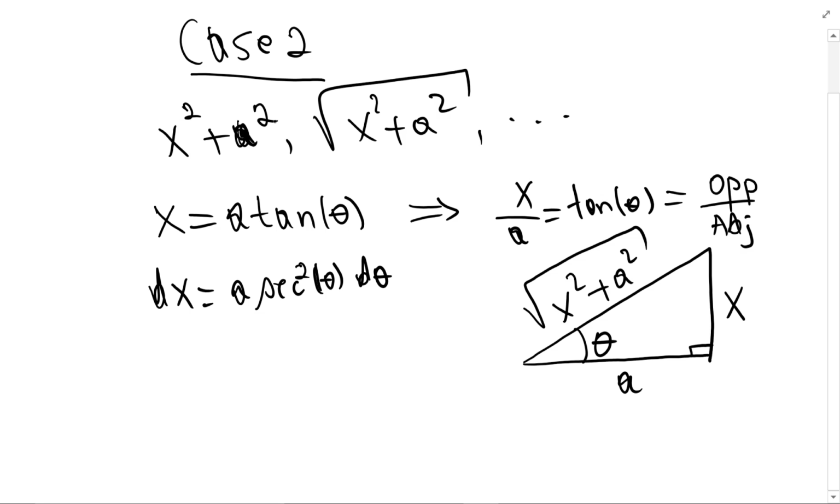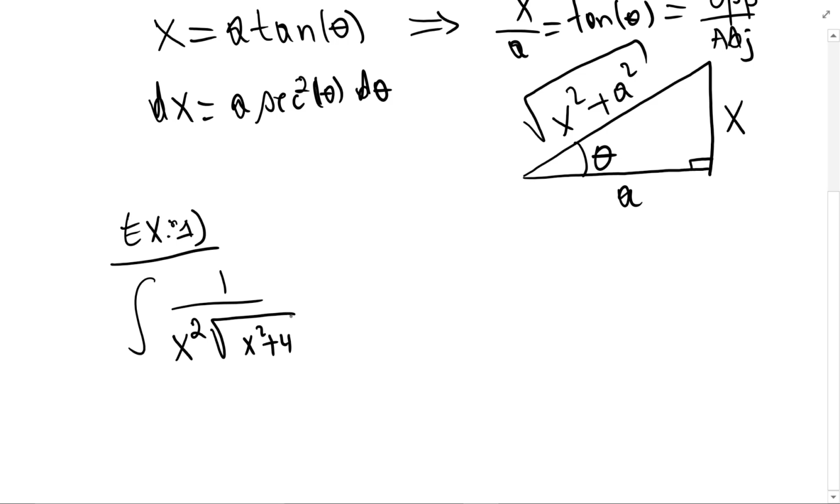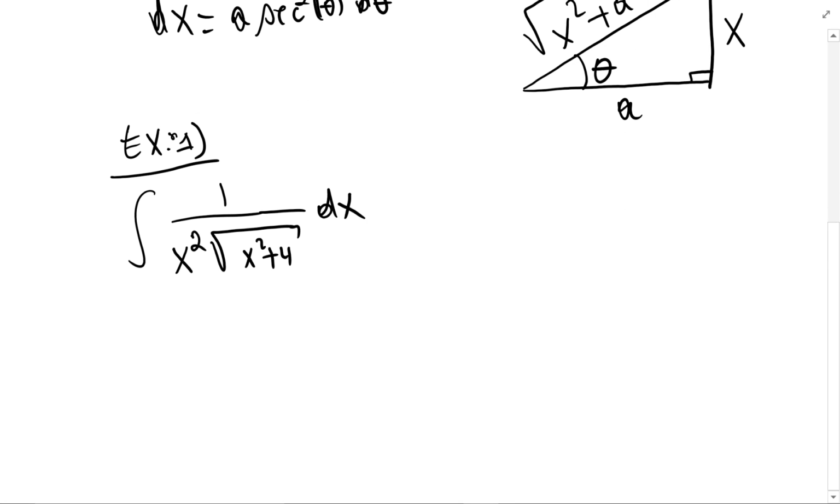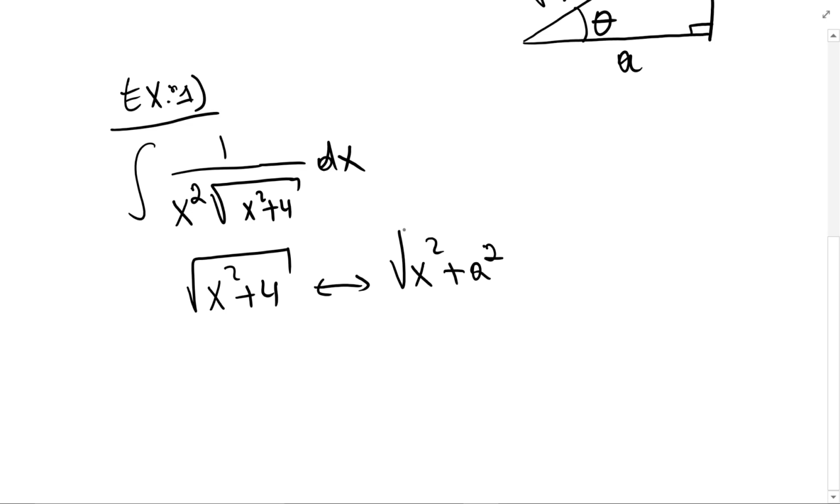So now let's take an example. Example on case 2, and that example is problem number 1. It says to integrate 1 over x squared times the square root of x squared plus 4 dx. For this problem, if we compare with case 2, x squared plus 4, square root of that, is consistent with x squared plus a squared, then the square root of the whole thing.